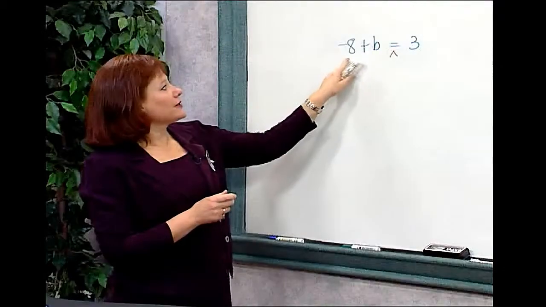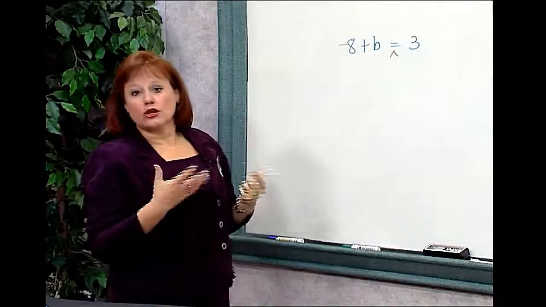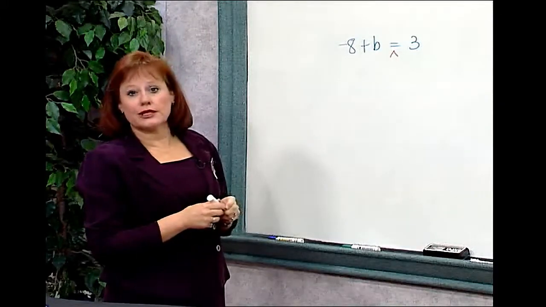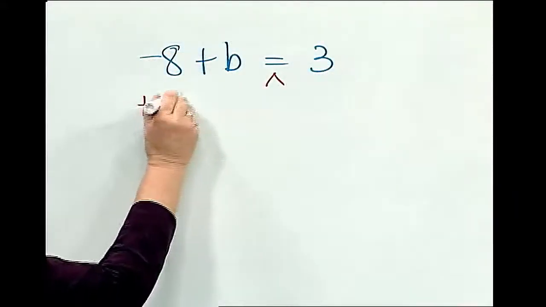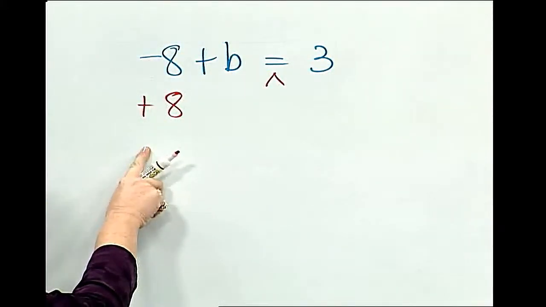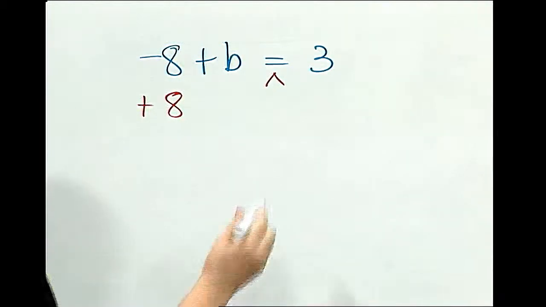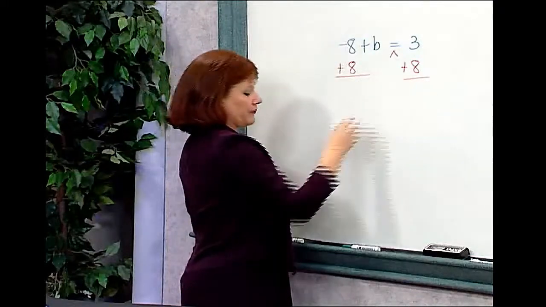The way I'm going to get this -8 out of the left-hand side of the equation is by adding its opposite. You'll remember from learning about signed numbers that if you add a number and its opposite, you get 0. So I'm going to add 8 to the left-hand side of the equation, keeping in mind that whatever I do to the left-hand side of the equation, I must also do to the right-hand side of the equation. So I'm going to add 8 to the right-hand side as well.